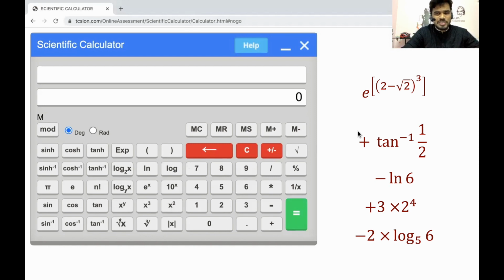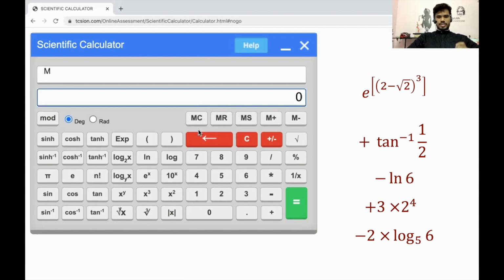I'm going to use the memory method. Each term is some kind of nasty expression, and I'm not going to store intermediate results like 2 minus root 2 and all. I'm going to store each term in the sum. So find this, add it to the memory, then find this, add it to the memory, then find ln 6, subtract it from the memory, then find 3 into 2 power 4, add it to the memory, then find 2 into log 6 to the base pi, subtract it from the memory. Okay, let's do this. Let's see who gets it right.